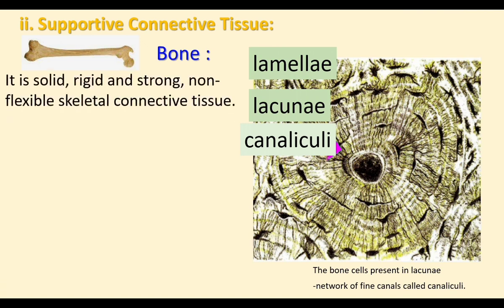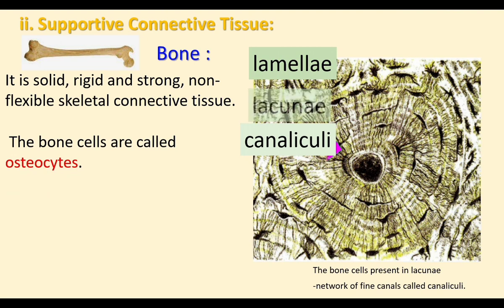Bone is a solid tissue, rigid tissue, and strong tissue. It is not flexible. It is a skeletal connective tissue. It is solid, rigid, strong, and non-flexible. It is made up of cells called osteocytes. Bone cells are called osteocytes. Where are the osteocytes located? They are found inside the cavities called lacunae.